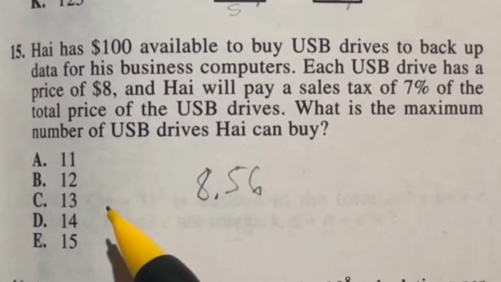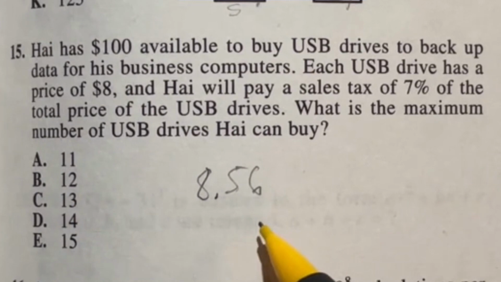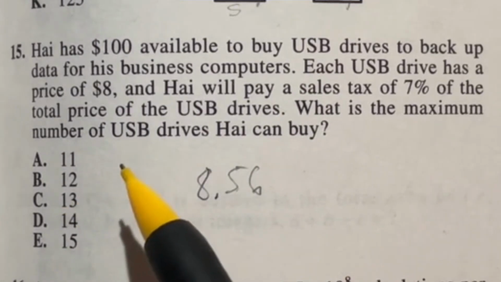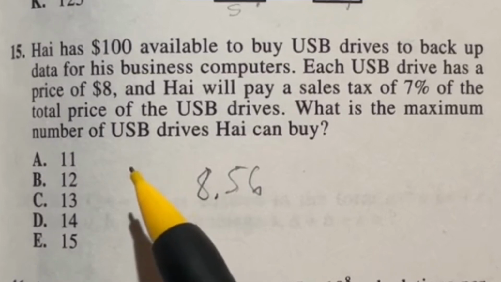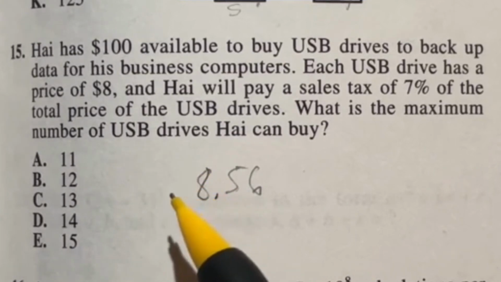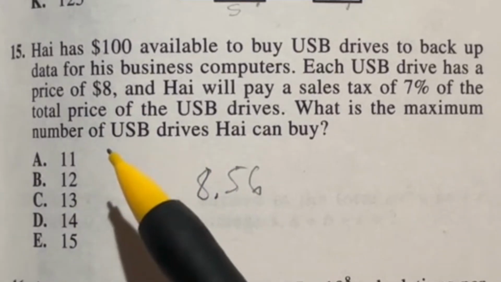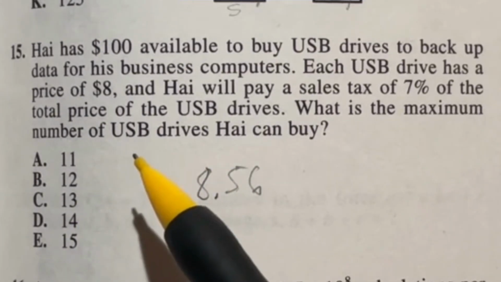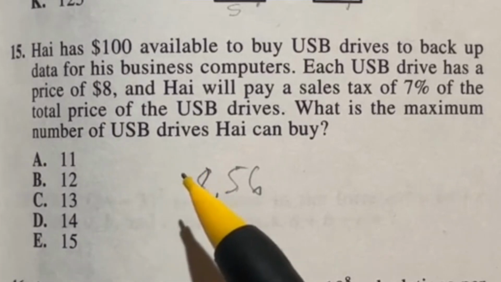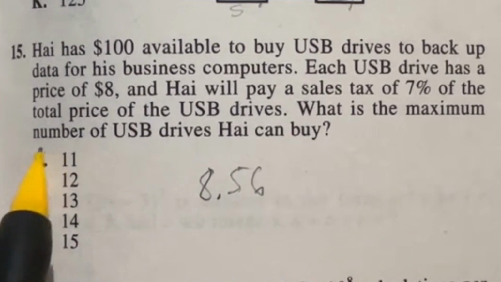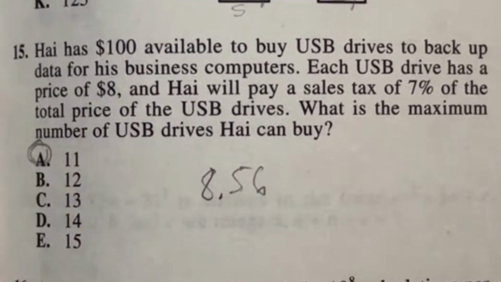So if I do 13 times that same 8.56, that's going to end up giving me $111.28, which is still too high. So let's try the 12. So 12 times $8.56 is going to end up giving me $102.72. So that's still too high. Let's try all the way down at the bottom. 11 times that $8.56 is going to give me $94.16. So it turns out that 11 is the only answer here that works.